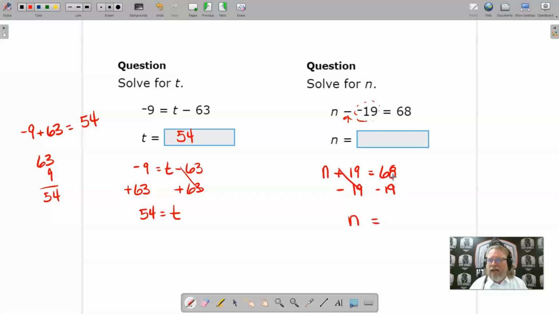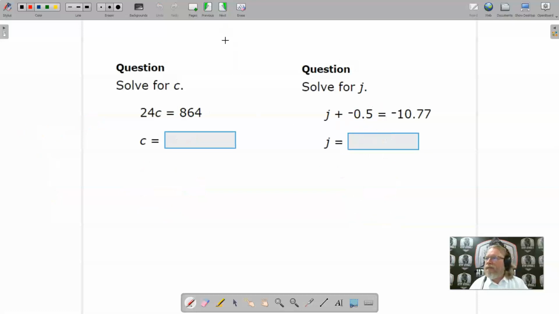And 68 minus 19. Well, 68 minus 20 would be 48, right? But we only need to take off 19, not 20, so we're going to add 1 back to that 48 and get 49. We could always double check. 9 plus 9 is 18. We carry the 1. 4 plus 1 plus the 1 we carried is 6, so we'd be back to 68. So indeed it is 49. And we could always double check our answer by plugging that 49 in there and see if that works out.